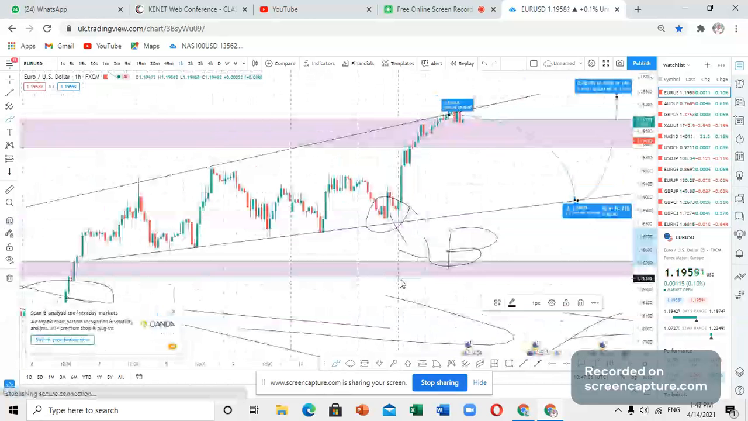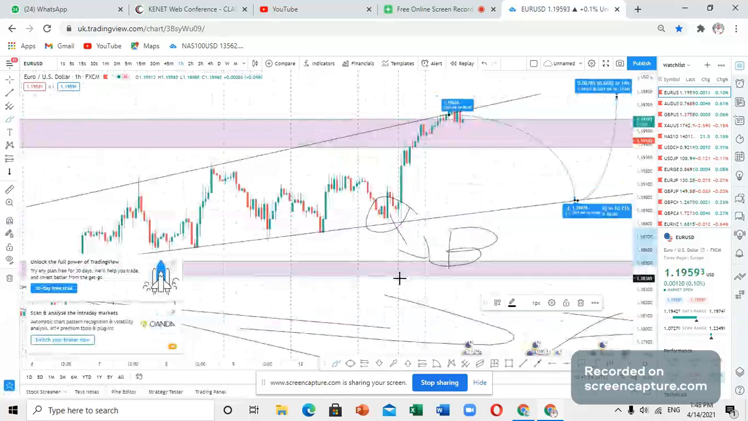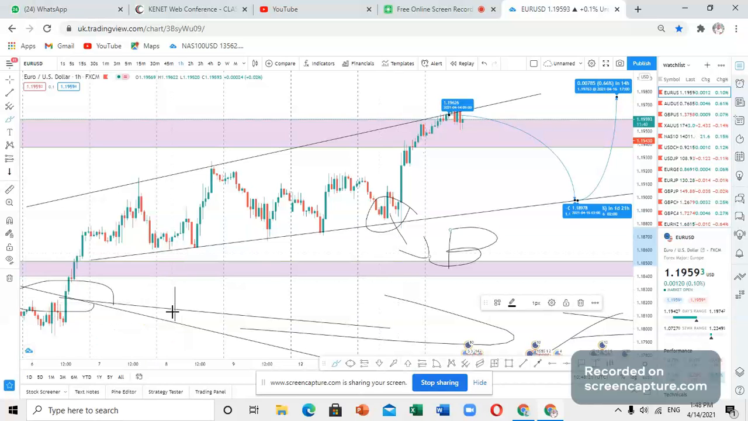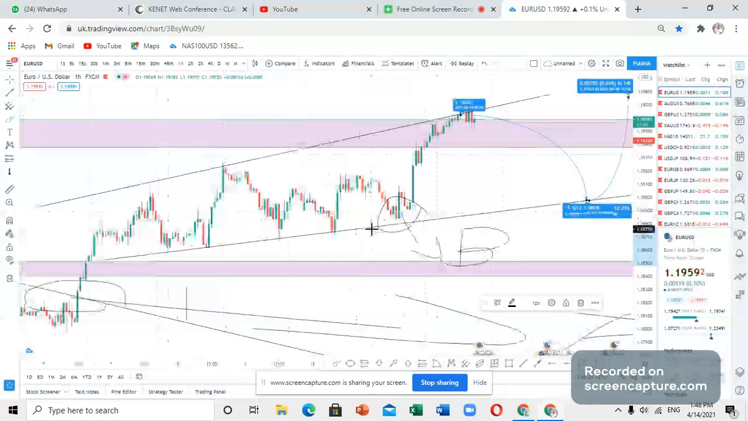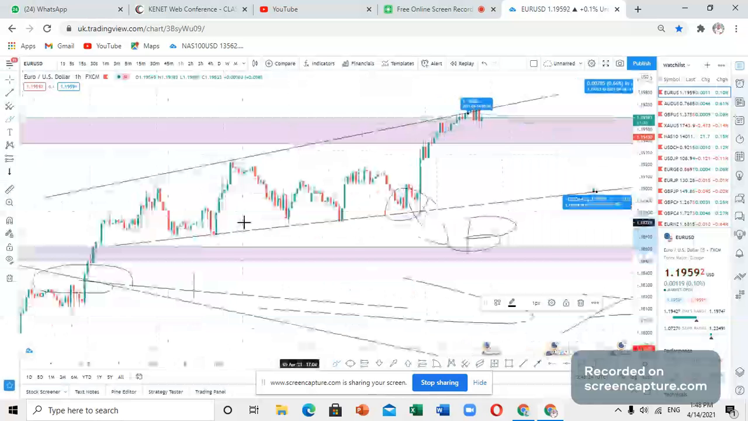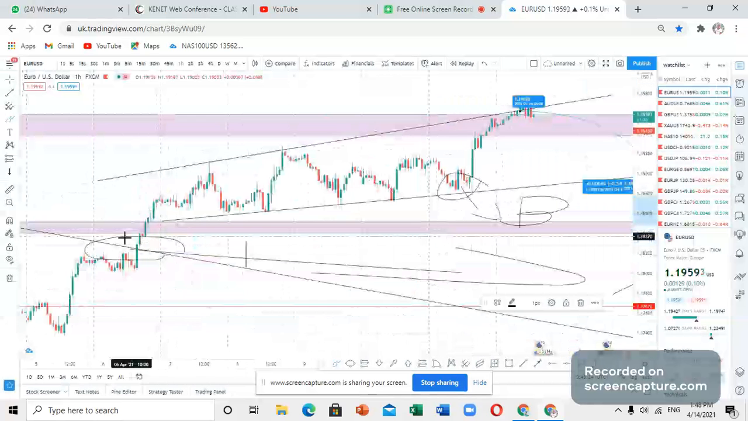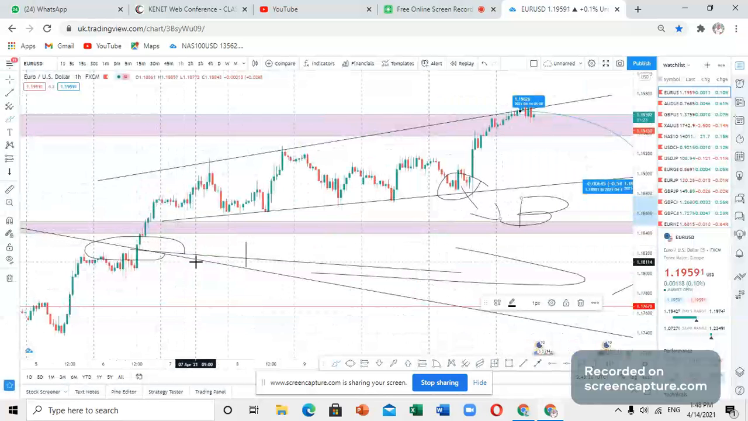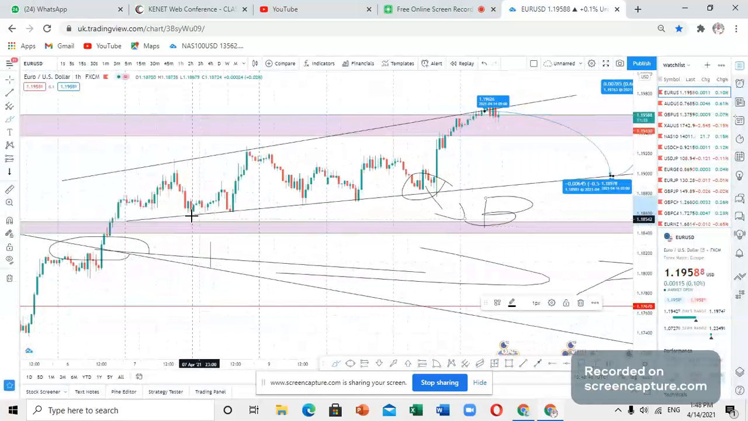We are currently viewing the charts on an hourly time frame. I've zoomed in, and as you can see, we had a breakout at this position above this trend line, and it moved to the upside. But as it is moving to the upside, you can see that it is creating these patterns.